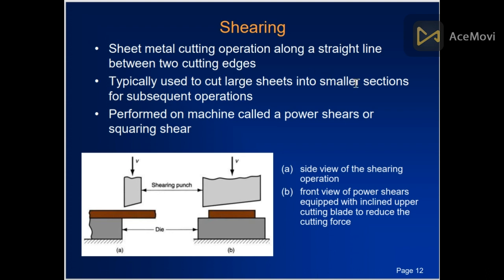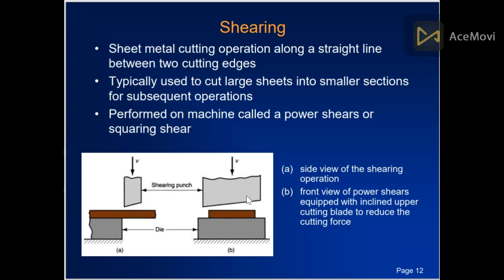Shearing is typically used to cut a large sheet into smaller sections for subsequent operations, performed on machines called power shears or squaring shears. As you can see in the figure, the shearing punch is designed so that, in the front view, the tool is down on the front side, in a slope, and rises on the back side. And when we see the side view, there is also a slope. This is a sloped area.